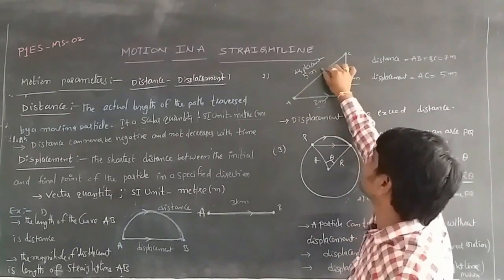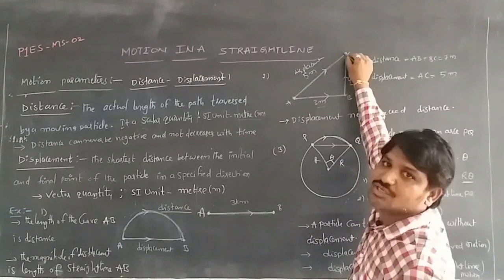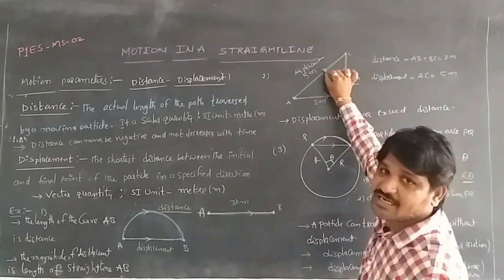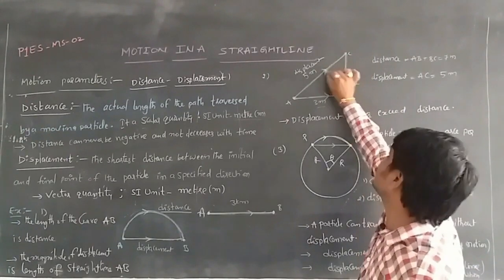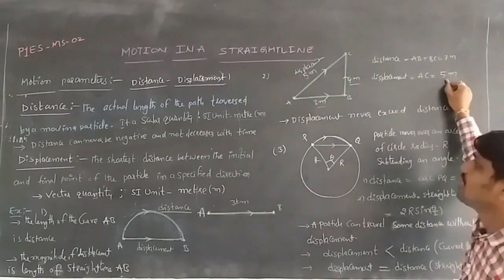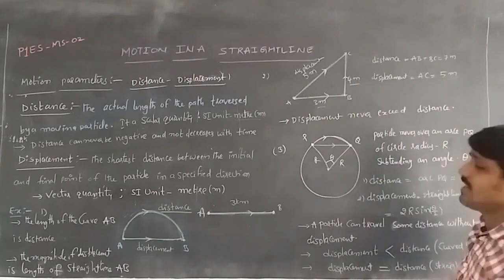The shortest path drawn from the initial point to the final point is the shortest path. That's why it is called a specified direction. In the specified direction we draw the line, and that is called the displacement, AC. AC is the displacement, that is 5 meters. By using the Pythagoras method, we can get that line as 5 meters.